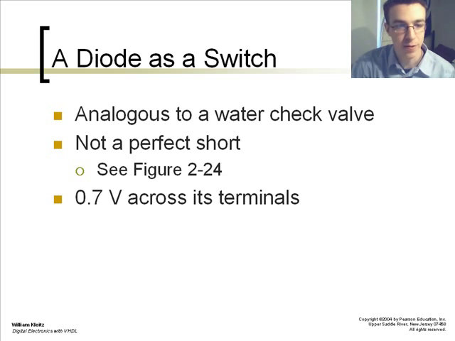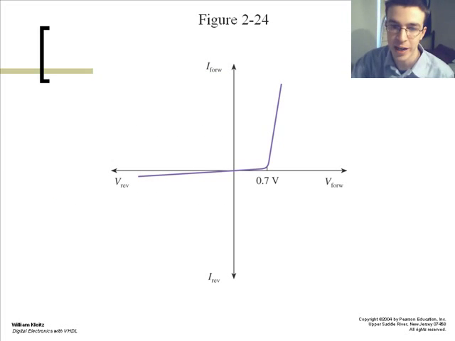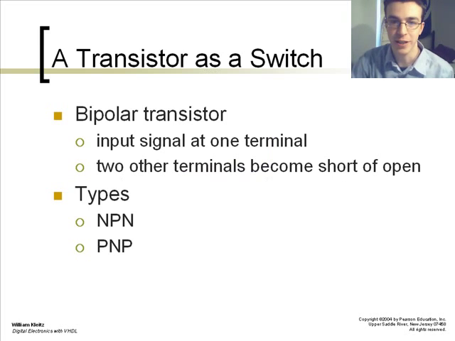You also have a 0.7 voltage drop across its terminals. This is constant for all silicon diodes. Here's a graph of that 0.7 drop showing you have the V reverse and V forward, and your currents as well, showing that it's not exactly 0.7 volts based on your current, but it's pretty close. This is due to the ideal world versus real world scenario.